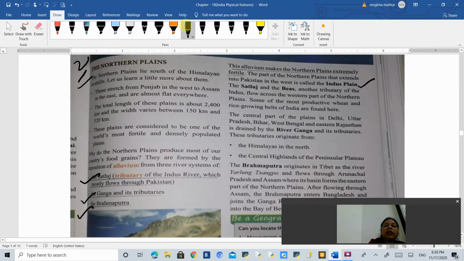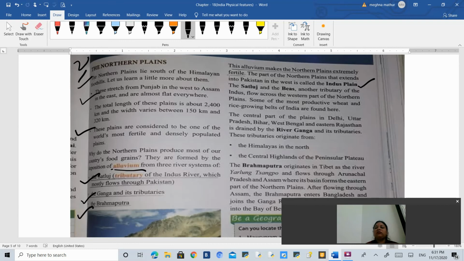This plain area stretches from Punjab in the west to Assam in the east and is almost flat everywhere. The total length of this area is 2400 kilometers, starting from Punjab towards Assam. It is the most fertile and densely populated plain area. You know that the largest population is in UP and Bihar, which are part of the northern plain area. Because so many rivers drain over here, they deposit alluvium and make the area fertile, and when the area is fertile, the farming will be good too.